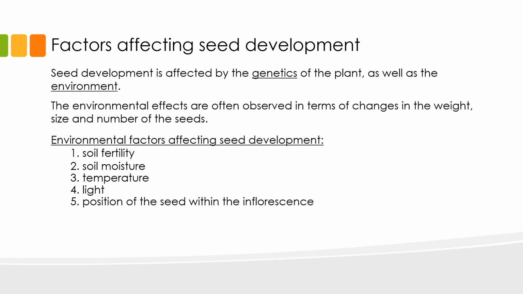Aside from the genetics of the plant, the environment under which the parent plant is growing also affects how a seed develops. These environmental effects are often observed in terms of changes in weight, size, and number of seeds. The following slides will show how environmental factors such as soil fertility and moisture, temperature, light, and even the position of the seed within the inflorescence or the plant affect the way seed develops.